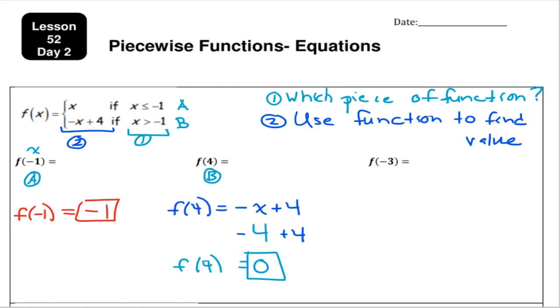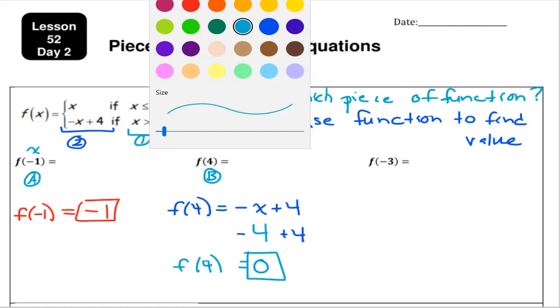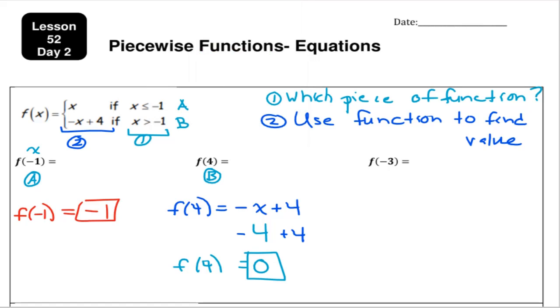I'm going to go back over here and just rewrite what I should have rewritten over here. f of -1 equals x, because remember, that was the function that we had to use. Okay, so pick my function. Once I decide which one it is, I use the function and I substitute in.